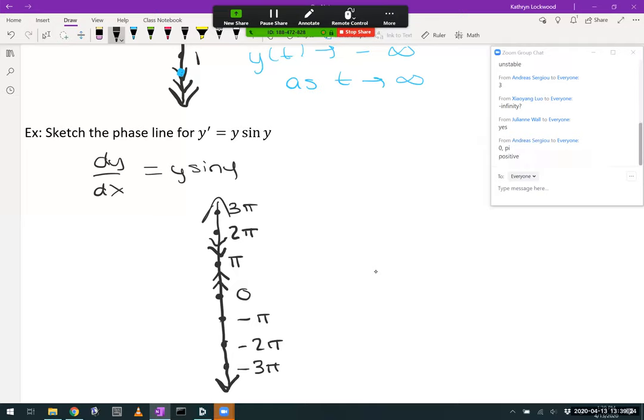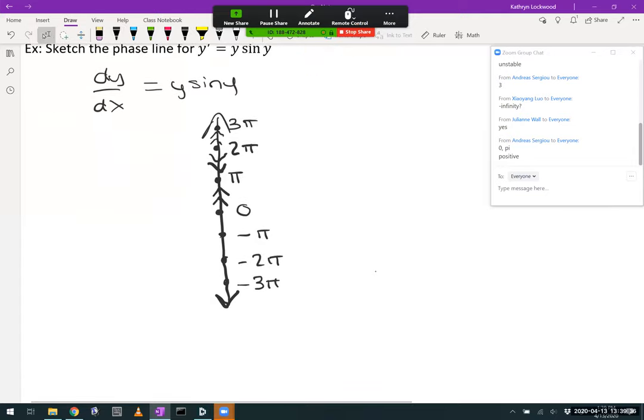Positive, good. This is where we've come back around again. All right, we're gonna start to alternate between positive and negative as we move up the number line. All right, now let's go do the other side. If I plug in something between 0 and negative pi, y is negative and sine of y is negative. All right, so together we get a positive.